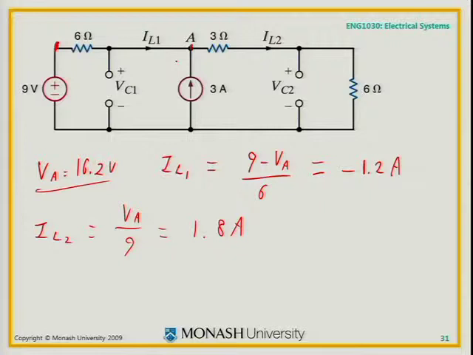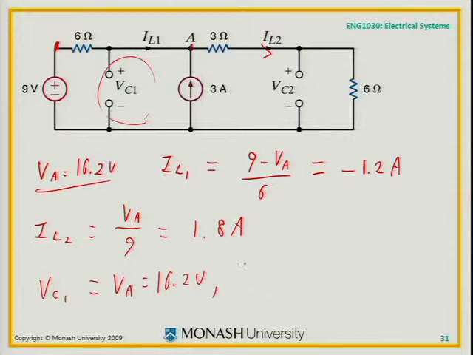Once I've got the node voltages, you can find the other voltages and currents. So IL2, this current here, will be VA divided by 9. What's VC1? The voltage on capacitor 1. This thing here, what is it? It is VA. It equals VA, which is 16.2 volts.